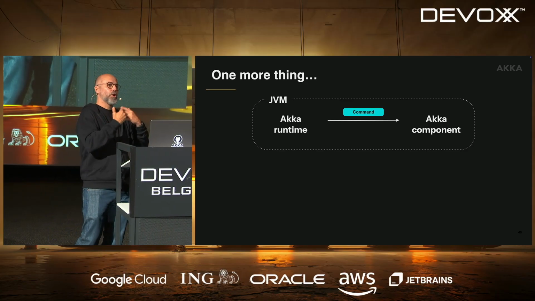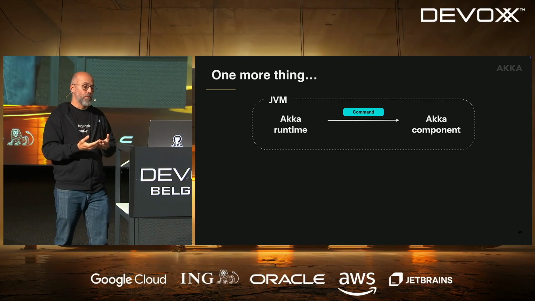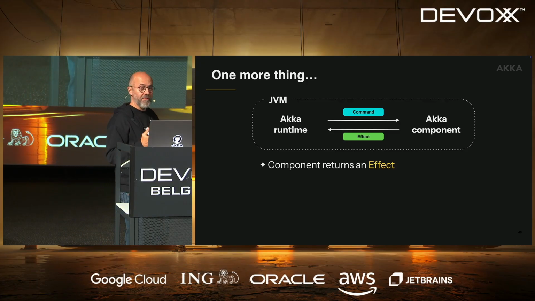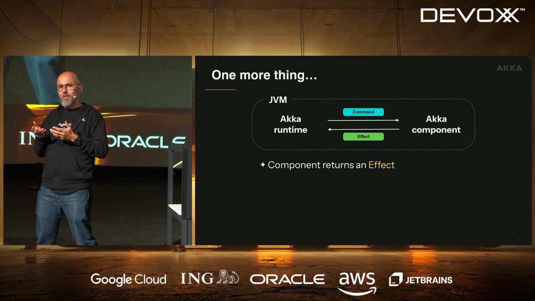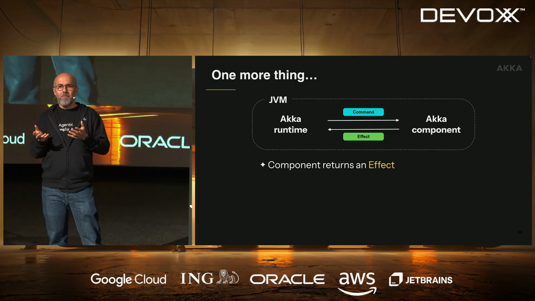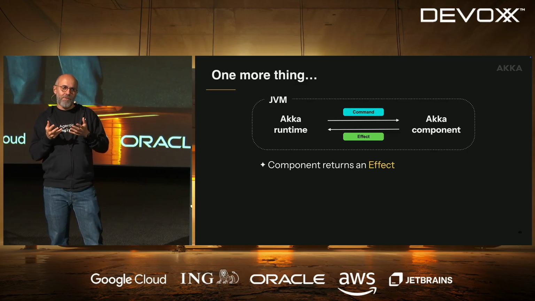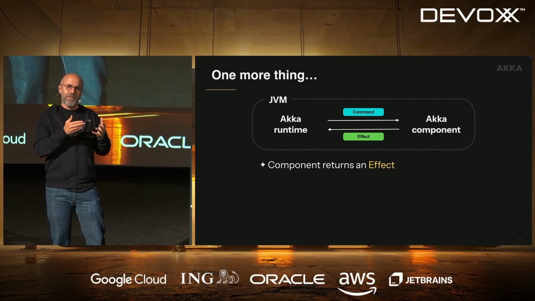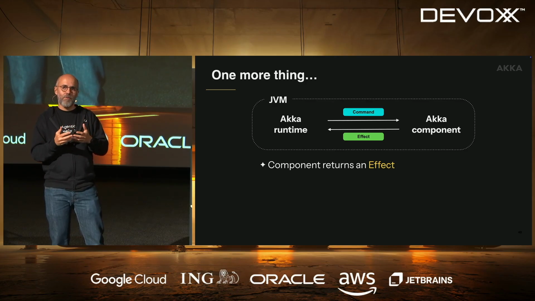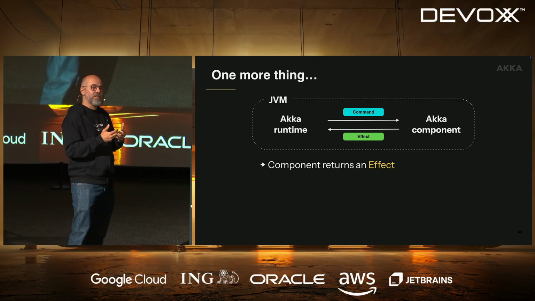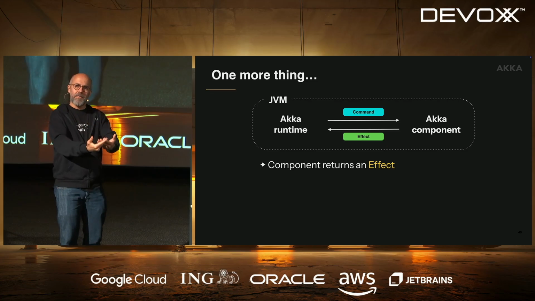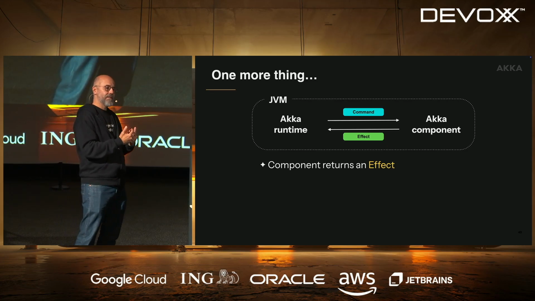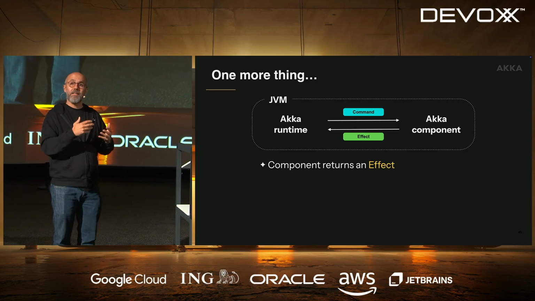And each time that you call a method, your method will return what we call an effect. Of course, inside that method, you can run code. But what matters is what you put in the effect. The effect is like a lazy computation, and it's a description of what needs to be done. So it's you telling Akka what Akka needs to do. And each component returns a different kind of effect.